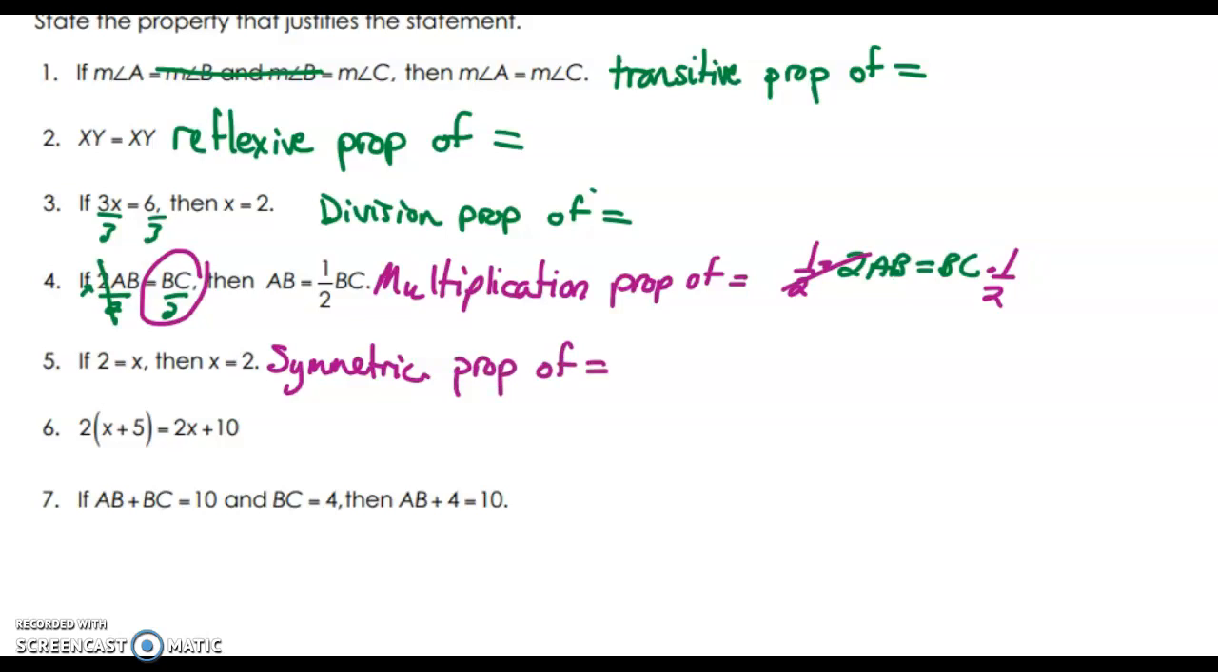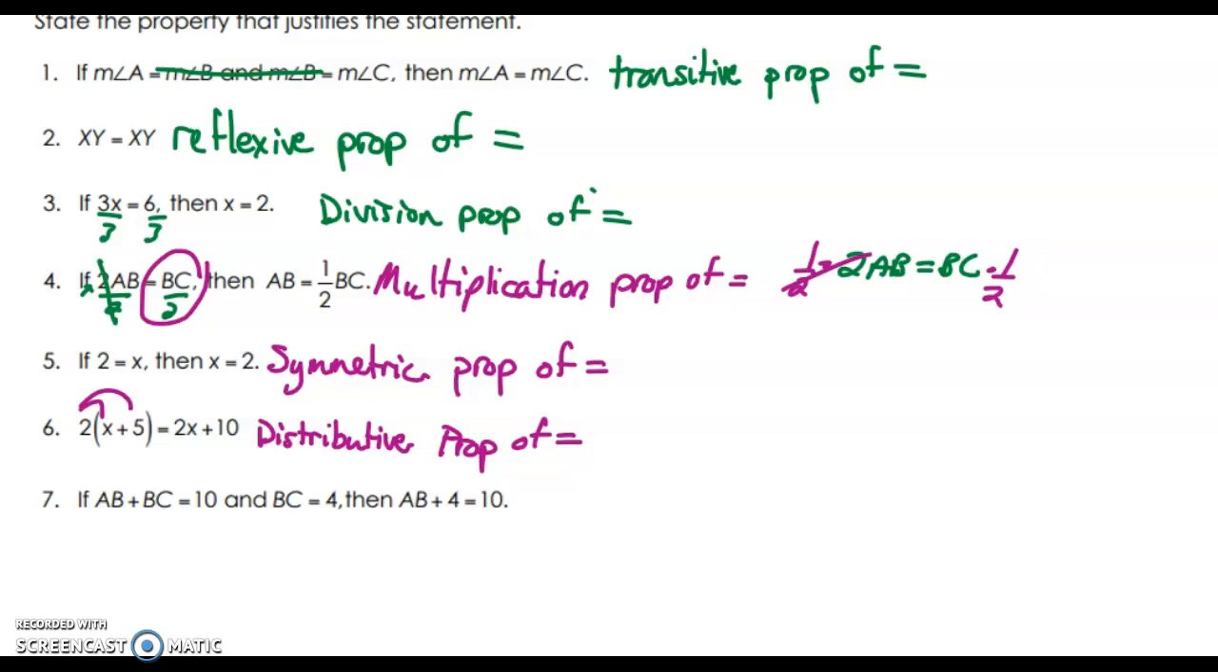All right, 6 says we have 2, and then parentheses x plus 5 equals 2x plus 10. We are distributing there, so that's the distributive property. And on distributive property, there's not a distributive property of congruence, so you can put of equality or you can just leave it. I'm only kind of picky about the property of equality when it could be equal or congruence. Property of equality is great, but on distributive property, there's only one, so that's why it's okay just to write distributive.